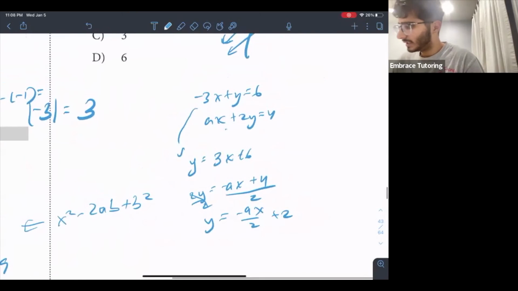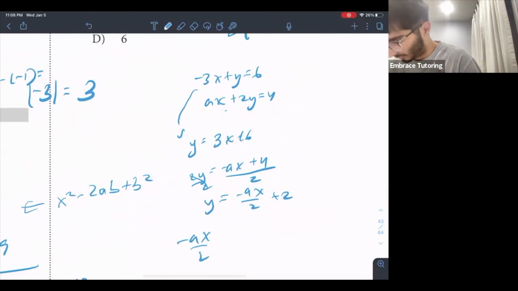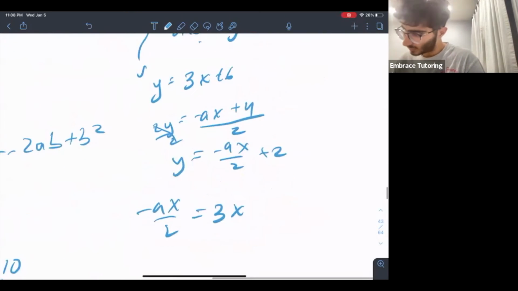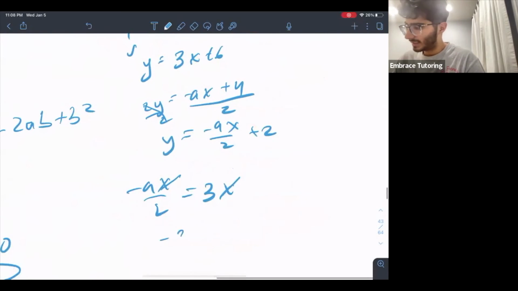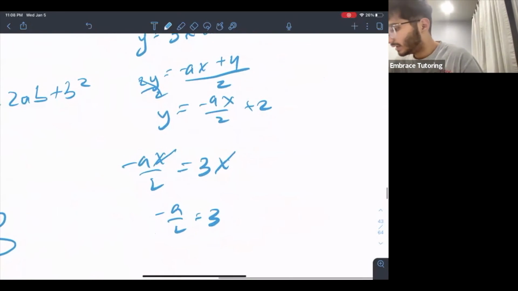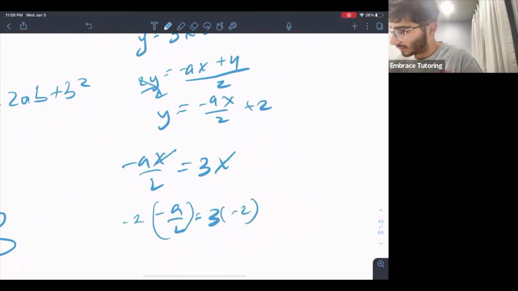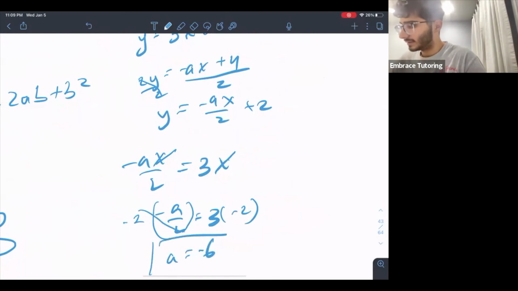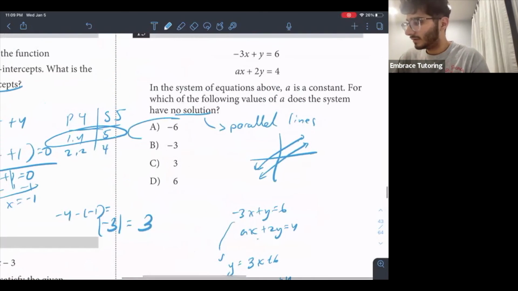So then this would be negative ax over 2 is equal to 3x. And you get rid of the x's to get a over 2 is equal to 3, because the x's are on both sides. You can divide them out. Multiply by negative 2 on both sides. Get a is equal to negative 6. And that is our answer. Choice A.